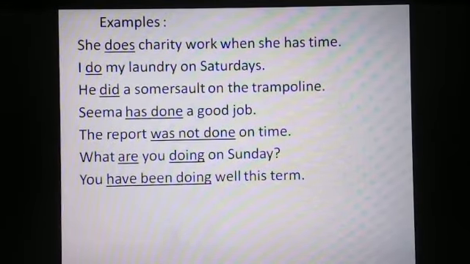You have been doing well this term. You is the subject. Have been doing is the verb phrase where have and been both are helping verbs. Doing, fourth form of do, used as main verb. Well, this term is an adverbial.